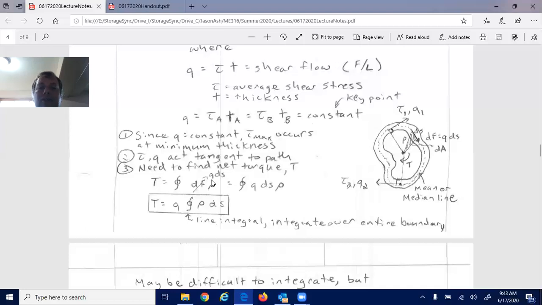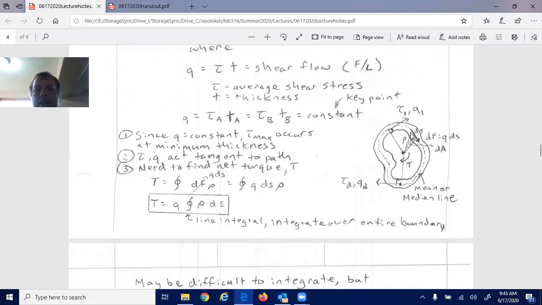And we can make that substitution in. dF is equal to Q ds times rho. And that becomes, in our line integral, Q ds times rho. With that, remember Q is a constant, so we can pull that out of the line integral. And so our torque then is Q times the line integral of rho ds.